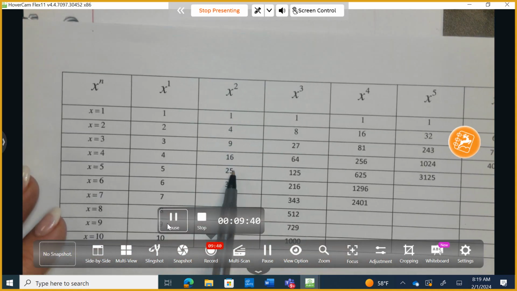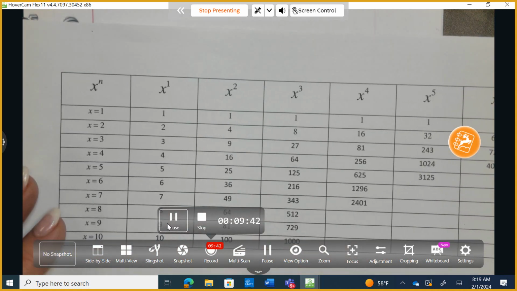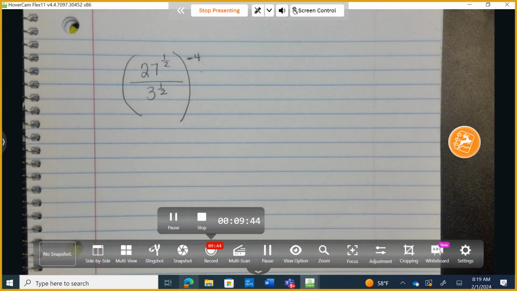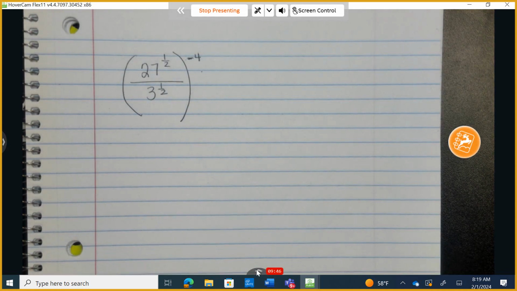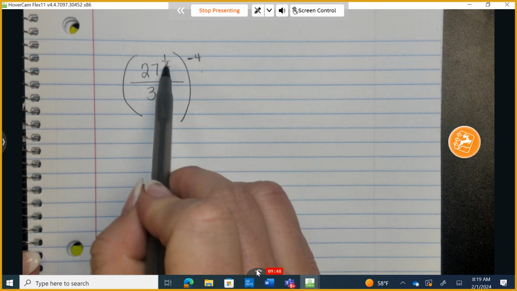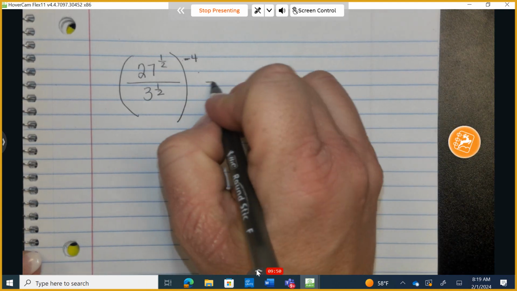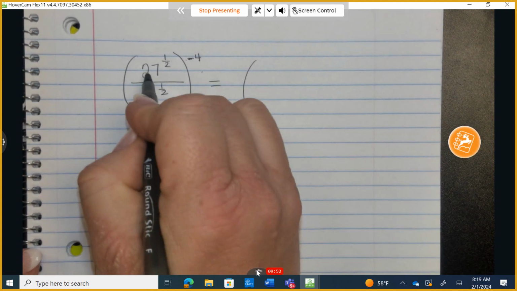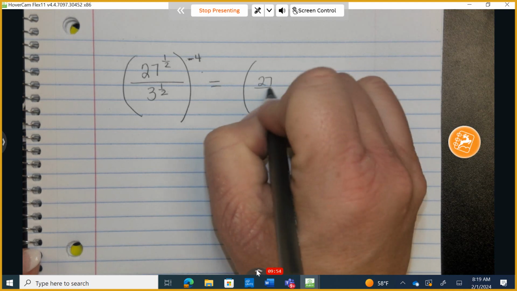Is 27 in this column? No. Is 3 in this column? It's not. But because I can see that I have the exact same exponent, we're going to rewrite this. Please do the following with me. 27 over 3, so 27 divided by 3.